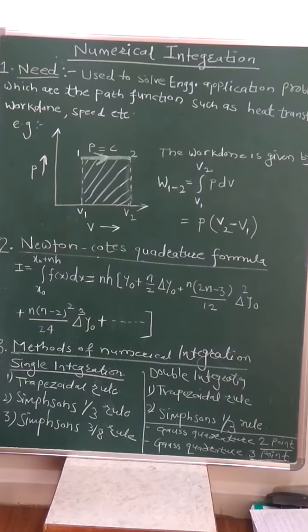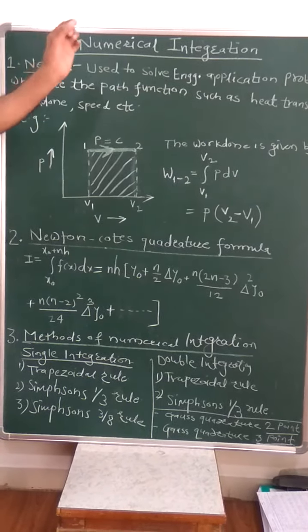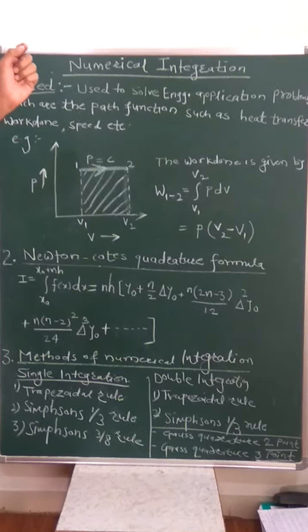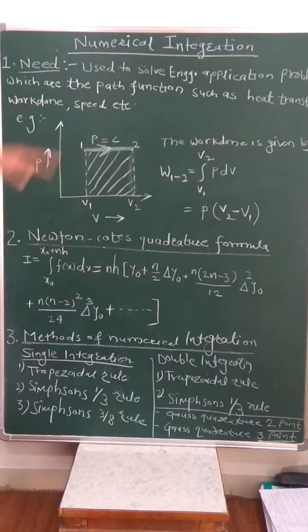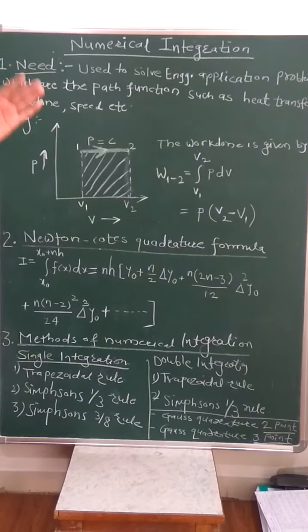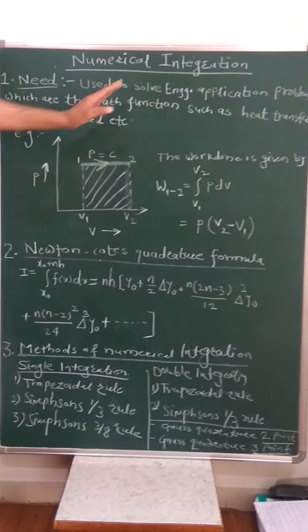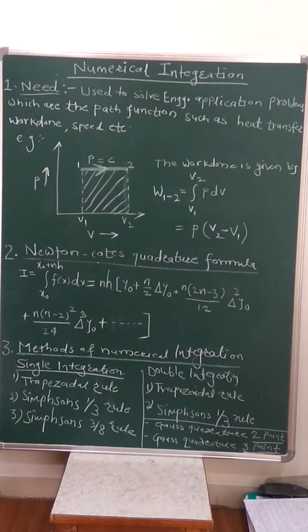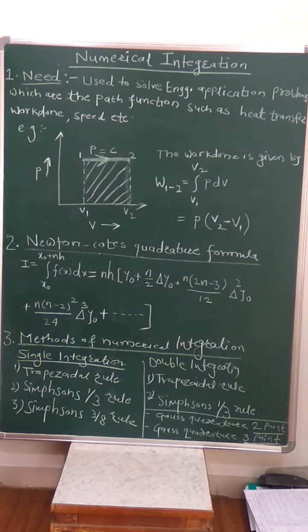Also it is a path function, that is calculating the heat transfer from one point to another point. That is, it follows a certain path. Similarly, we can calculate the speed. Simply we can say numerical integration is used to solve engineering application based problems but having path functions. This is the importance of numerical integration for mechanical engineers.